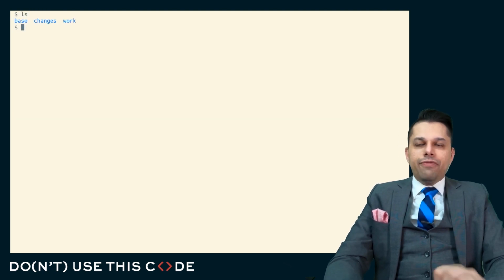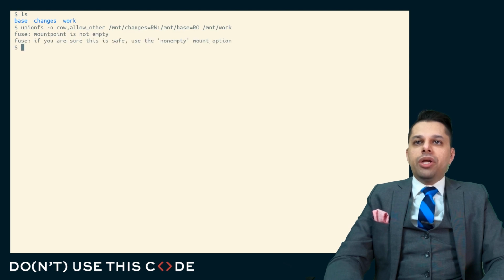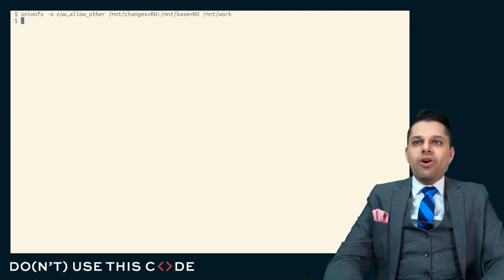Here, I have three directories: a base directory, a changes directory, and a work directory. I am going to UnionFS mount. Hopefully I have not already done this. Okay, so let's unmount this. Oh, these physical artifacts, they always bite you. Okay, let's UnionFS mount this, and let's go into our work directory. There's a file called ABC in this work directory. What does this contain? Oh, it contains numbers from 1 to 10.